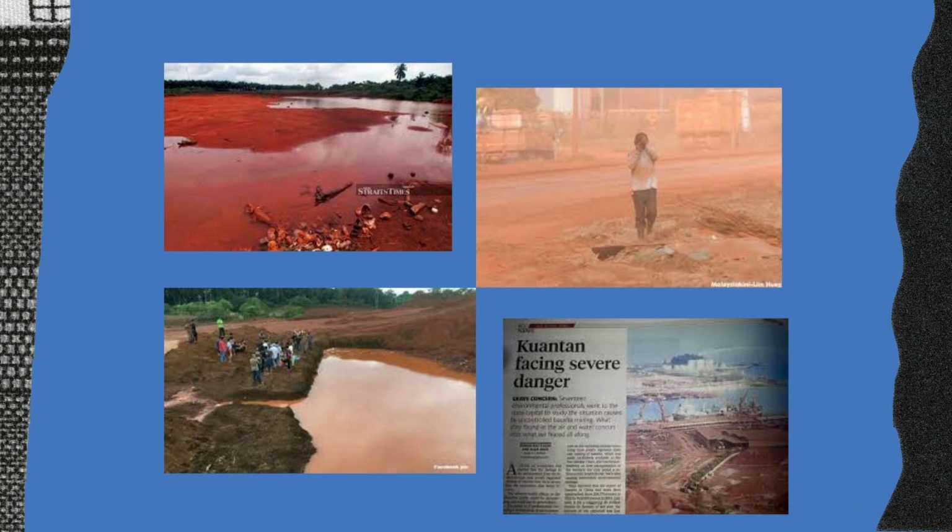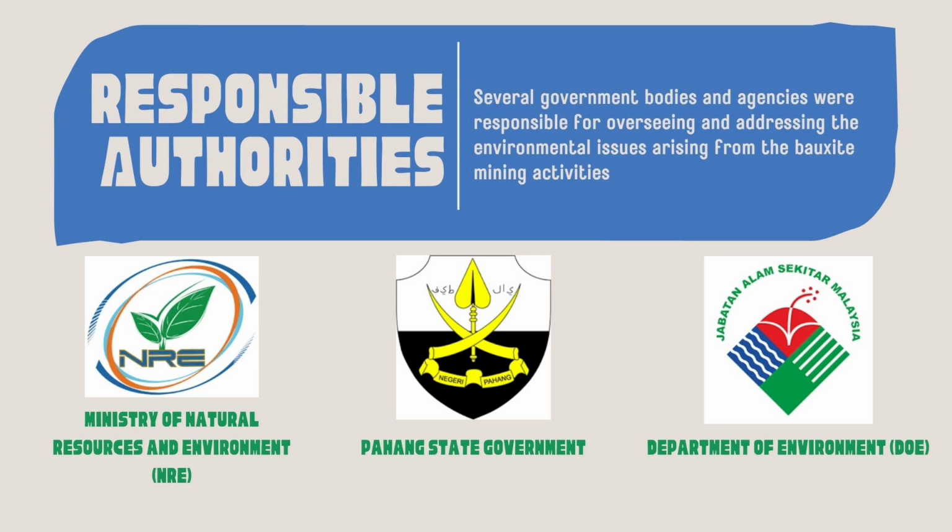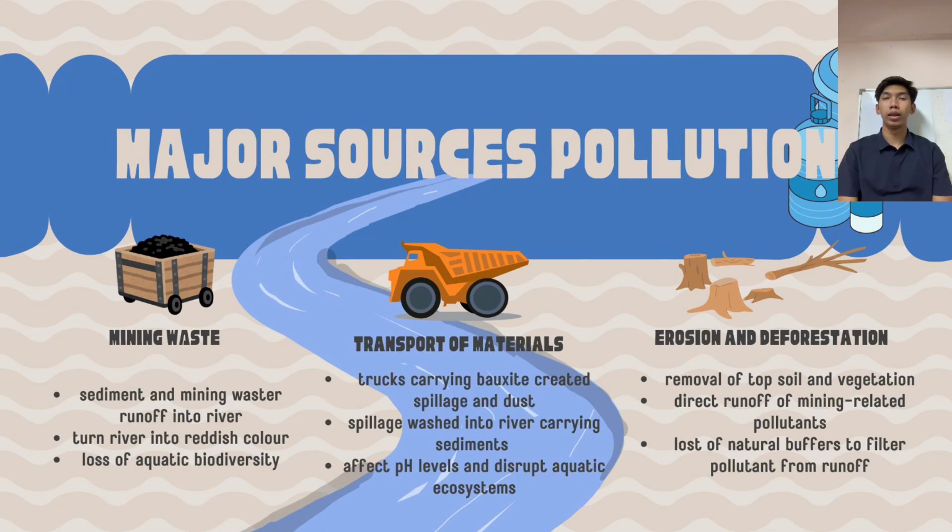This picture is taken from the internet, which shows the condition of the Kuantan bauxite disaster in Kuantan between 2012 until 2016. Several governments, bodies and agencies were responsible for overseeing and addressing the environmental issue arising from the bauxite mining activities. These three are the responsible authorities: Ministry of Natural Resources and Environment, Pahang State Government, and Department of Environment.